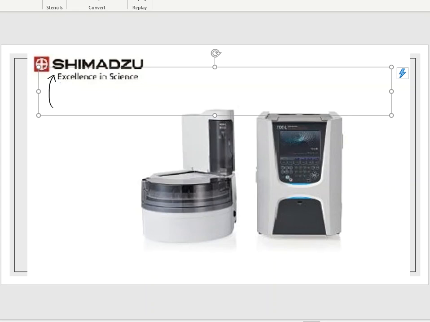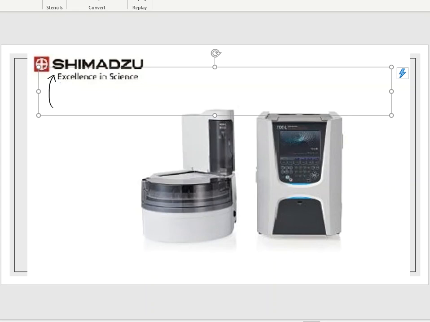And we have their TOC, but we also have their LC systems, and we also have their GC systems as well. What are those other systems? It doesn't really matter right now. You'll eventually get acquainted with those. But Shimatsu is a common brand or company that you're going to find in the chemical technology laboratory.